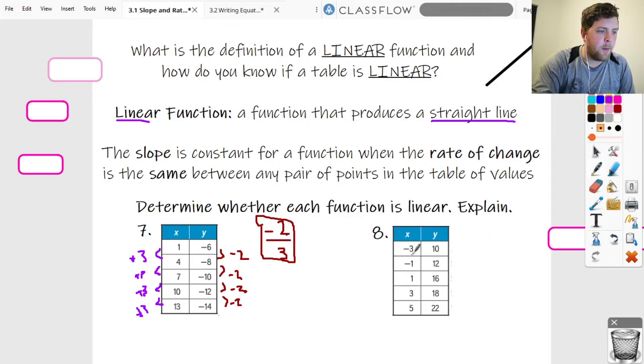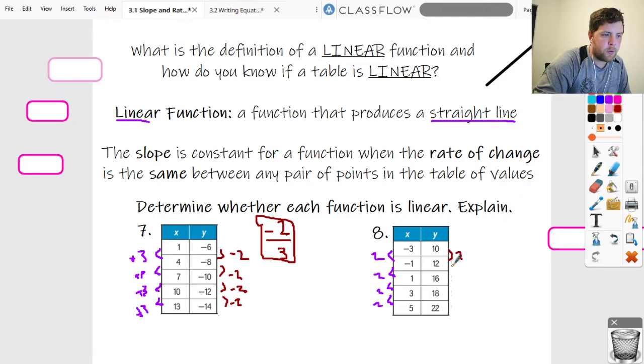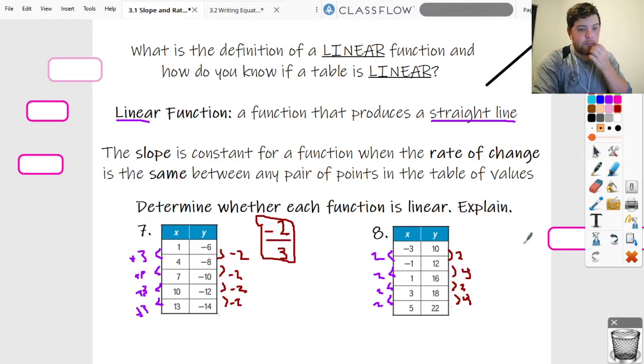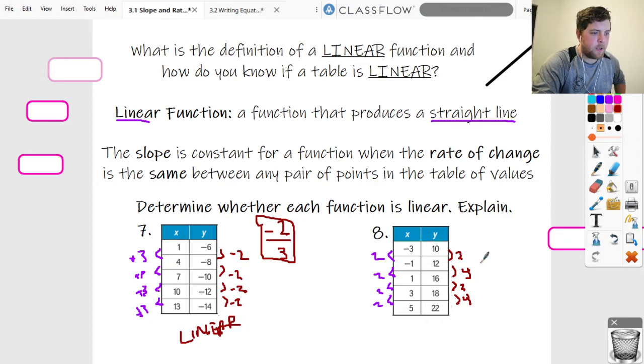Okay, looking at this one, from negative 3 to negative 1 is plus 2. From negative 1 to 1 is 2, 2, and 2. On this side, you've got 2, 4, 2, and 4. So if you take a look at our y values here, it is not a constant rate of change, right? So this would be linear over here. Linear. Okay. This one on this side, number 8, would not be linear.